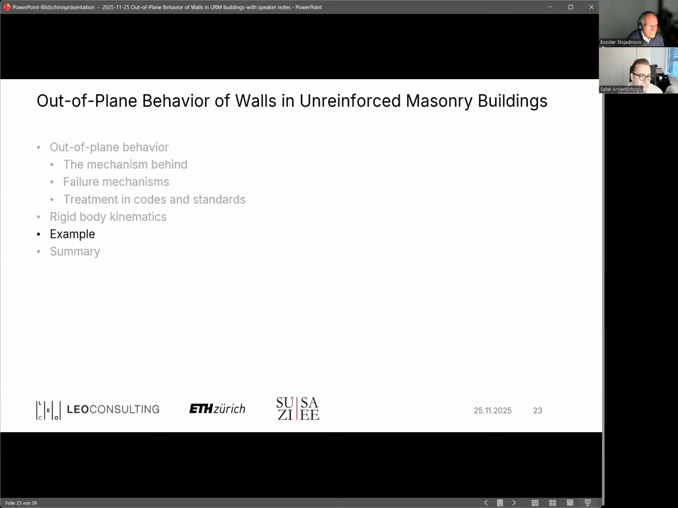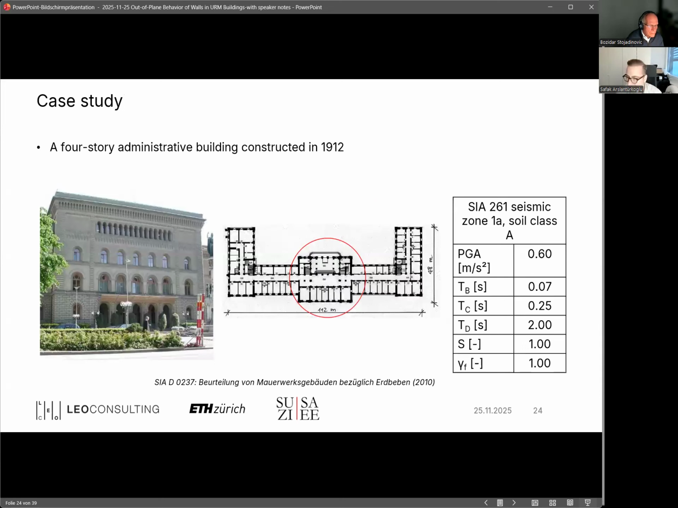So yeah, let me show you an example of how to assess this method. It is going to be an existing building from Switzerland. For those who are interested, this building is also mentioned in this SIA documentation 237. You can find exactly the same building. It is a 4-story administrative building constructed in 1912.